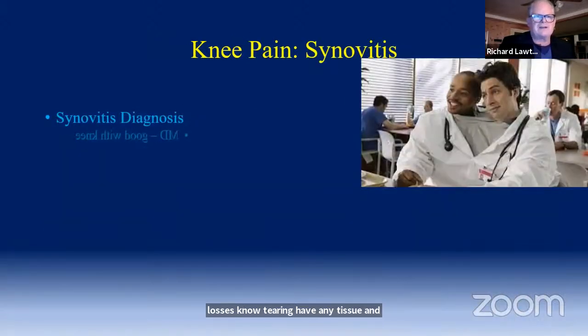And for the correct diagnosis of synovitis, you need a good doctor, a doctor who's good with knee stuff. You don't want Turk and JD looking after your knee.